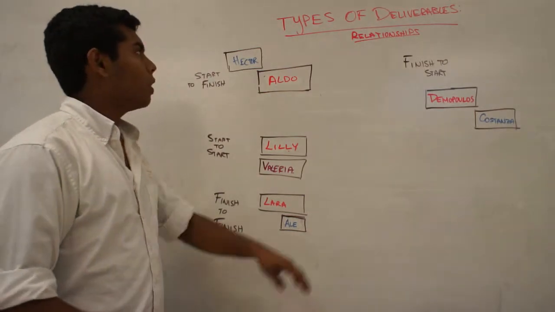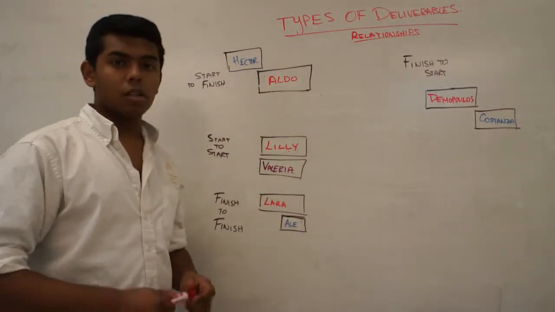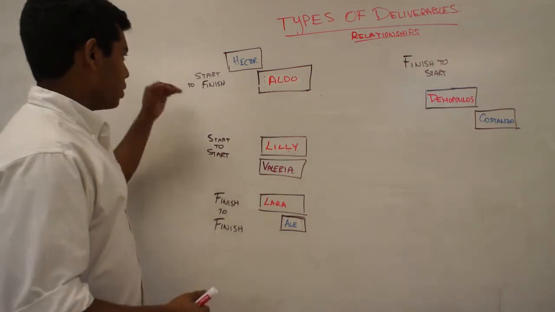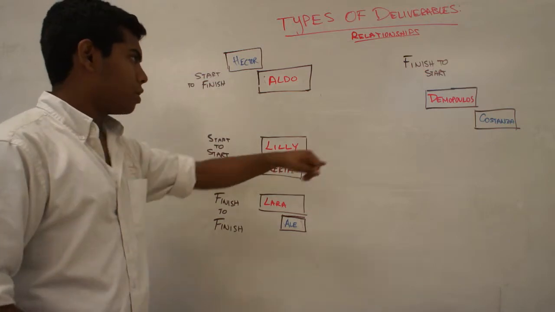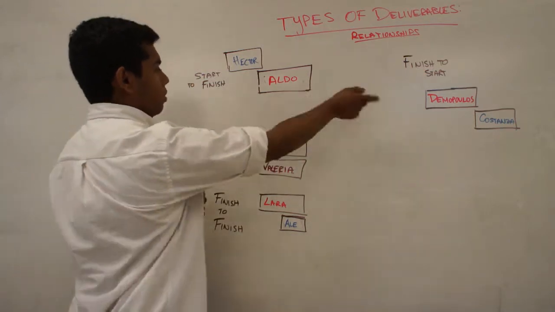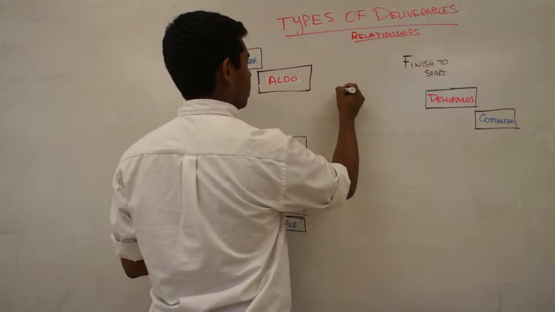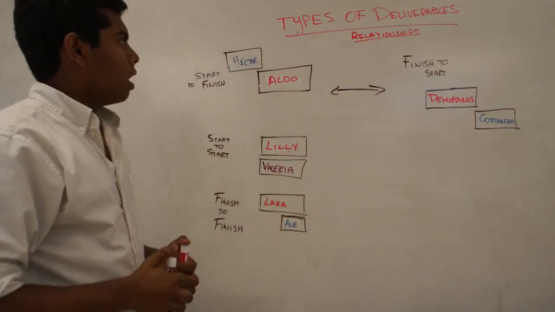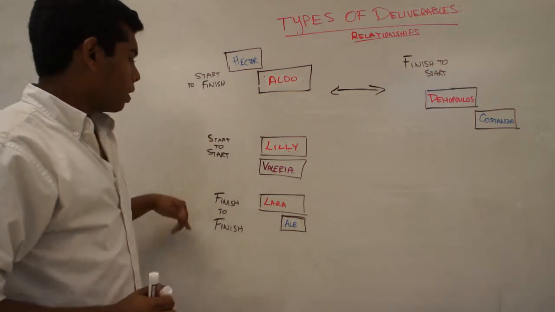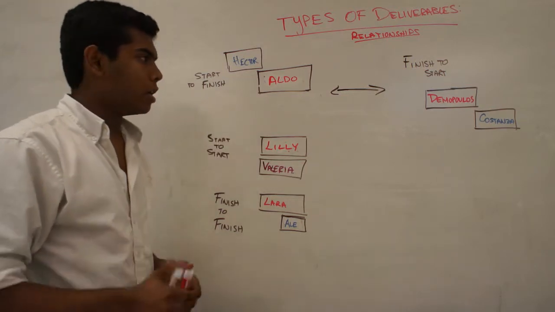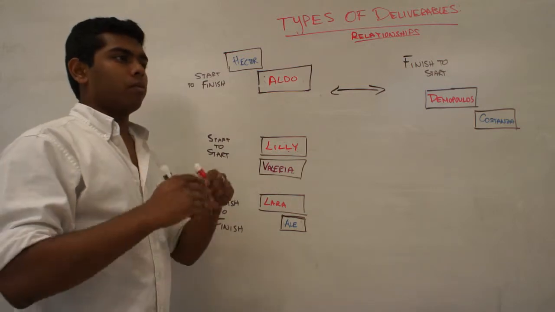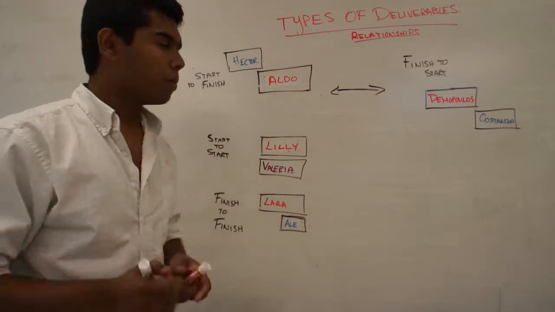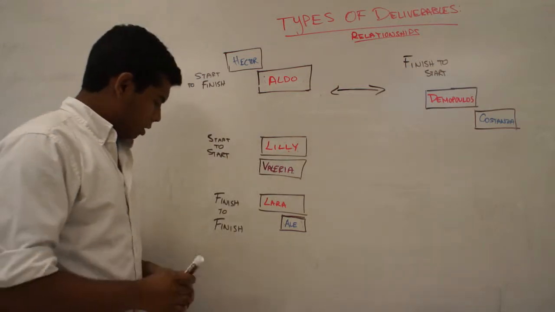Hi, today we'll be going over types of deliverable relationships. So there's 4 types of relationships, which are start to finish, start to start, finish to finish, and finish to start. These 2 are very much similar, but have a slight difference. And essentially, these 4 relationships are characterized based on the relationship literally between 2 variables, 2 deliverables. And let's go over each one of them.